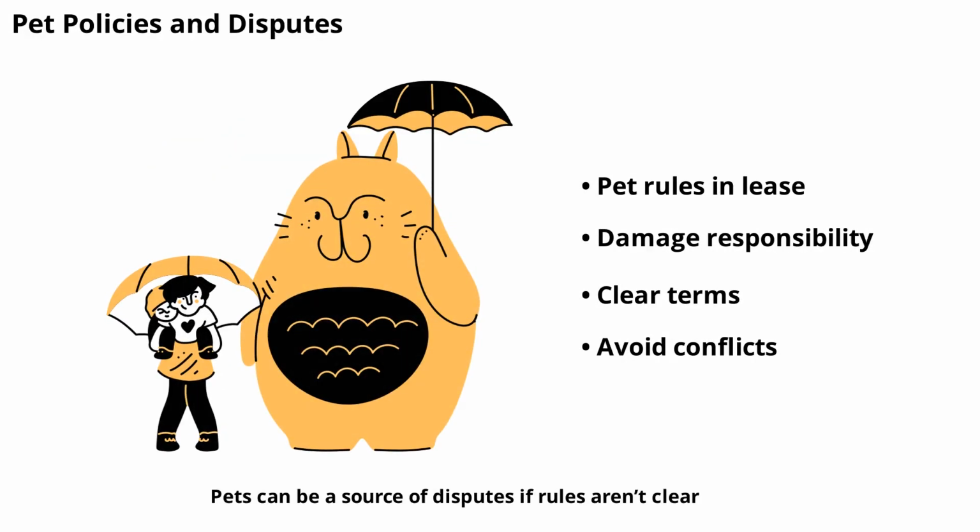Pets can be a source of disputes if rules aren't clear. Lease agreements should specify whether pets are allowed, any restrictions, and responsibilities for damage. Both parties should follow the agreed terms to avoid misunderstandings and conflicts.